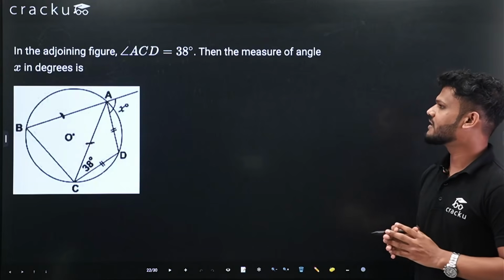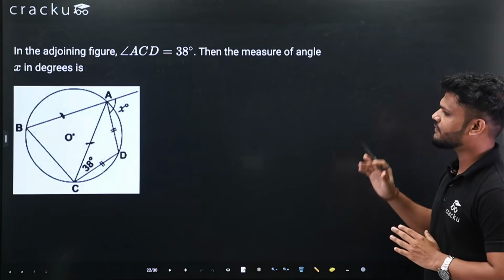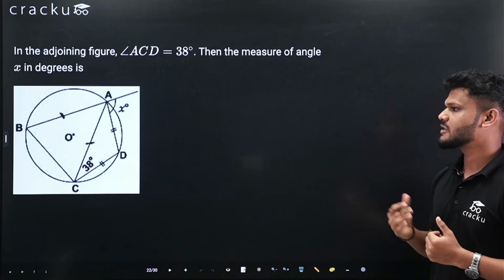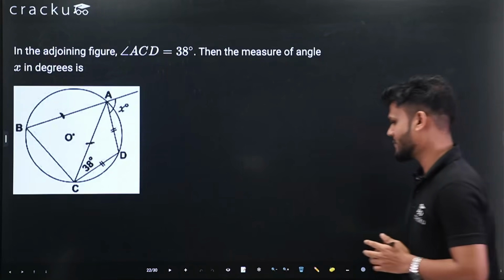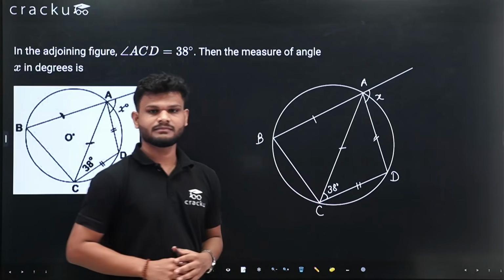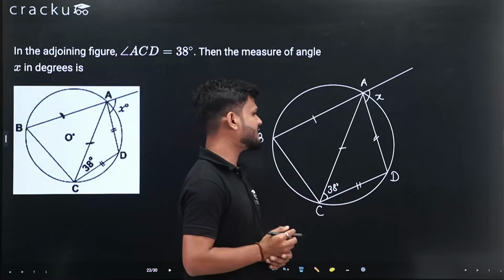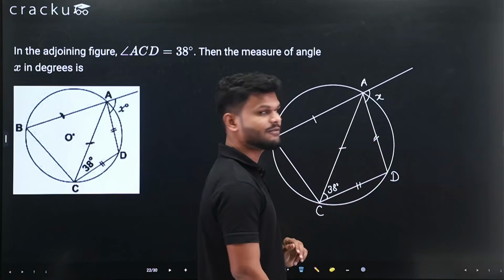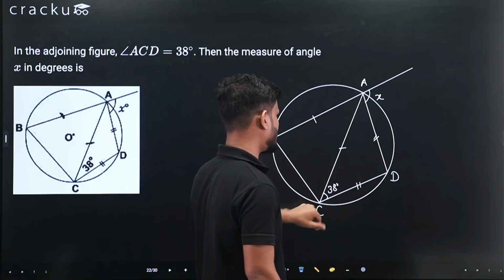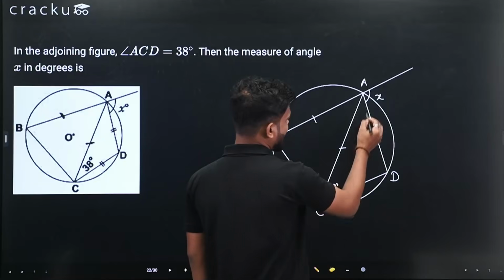In this question, we have been given a figure and we need to find the measure of angle x in degrees. So let us see how we can find it. Let us first draw the figure. Now this is the figure. In this one we can observe in triangle ADC what is happening. AD is equal to CD. So this is an isosceles triangle.